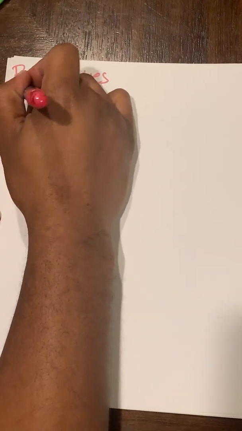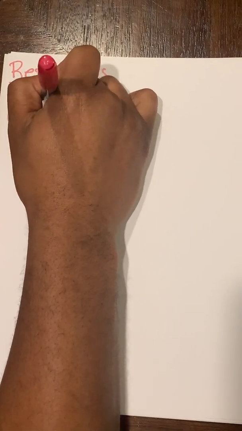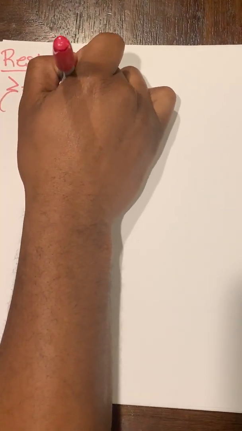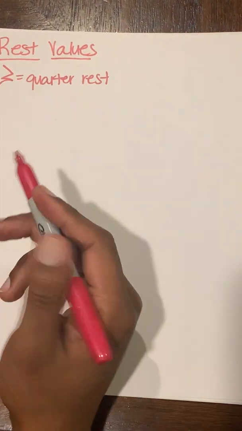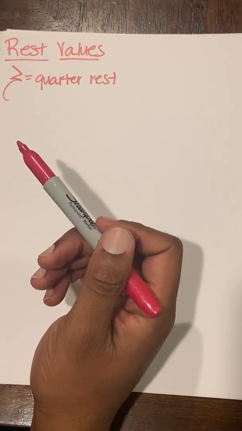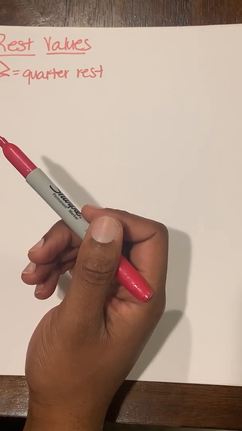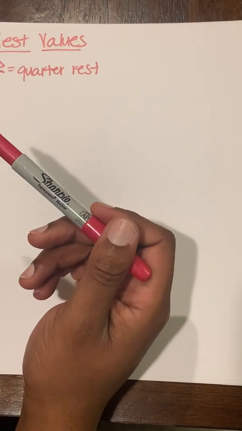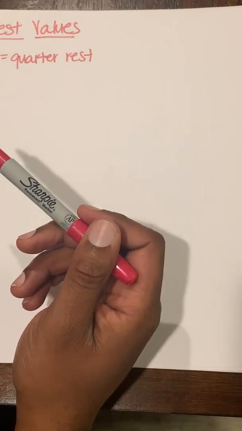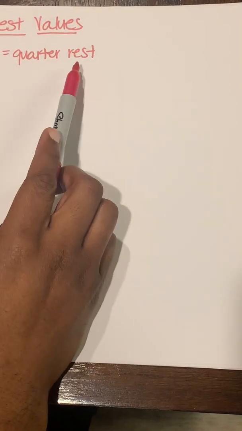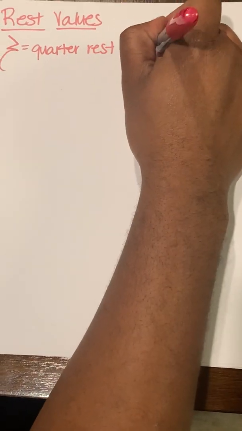The first rest is the quarter rest. All right, the quarter rest is the opposite of the quarter note. So using context clues, I want you to transfer prior knowledge. If the quarter note receives 1 beat of sound, how many beats of silence does the quarter rest receive? If you guess 1 beat of silence, you are correct.